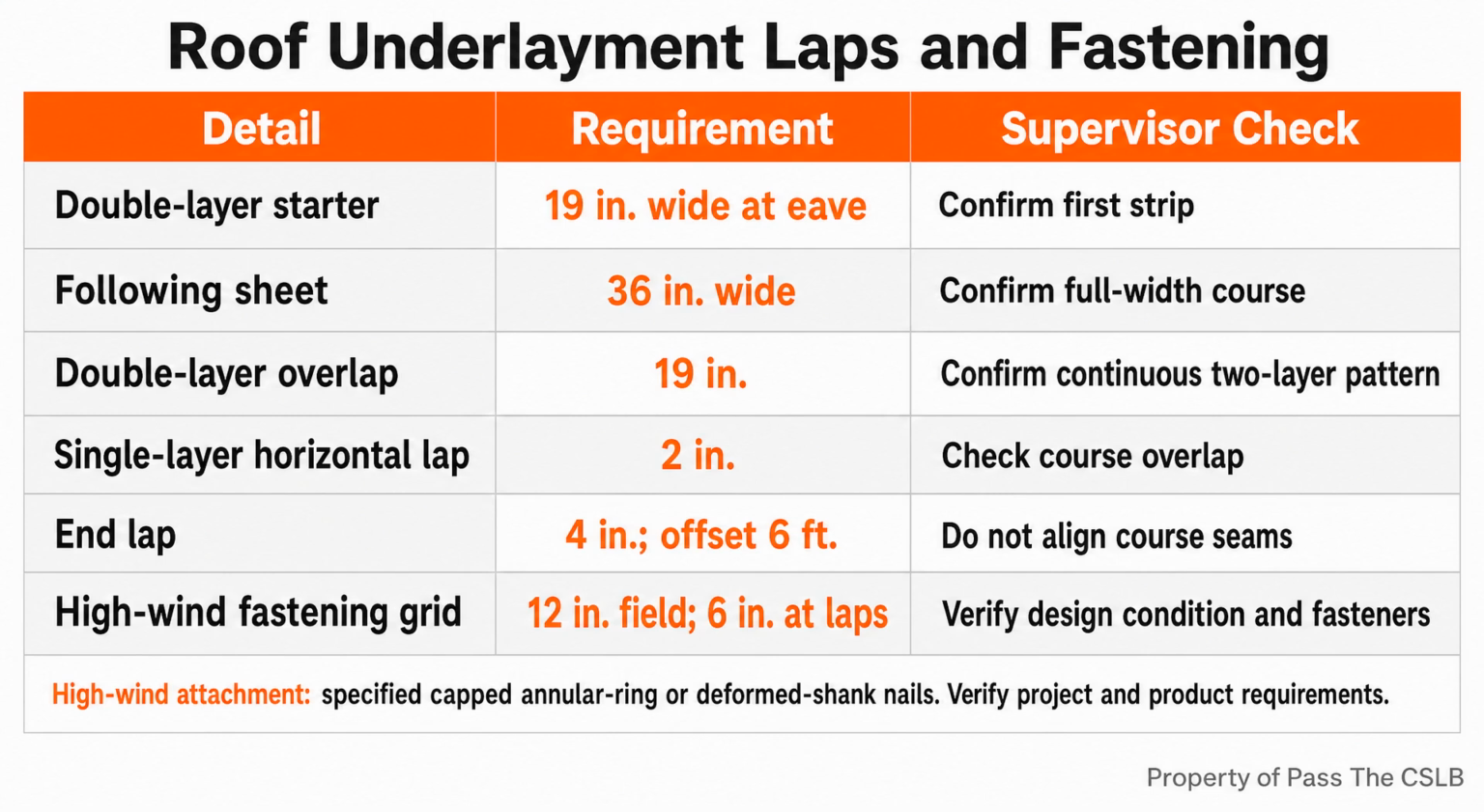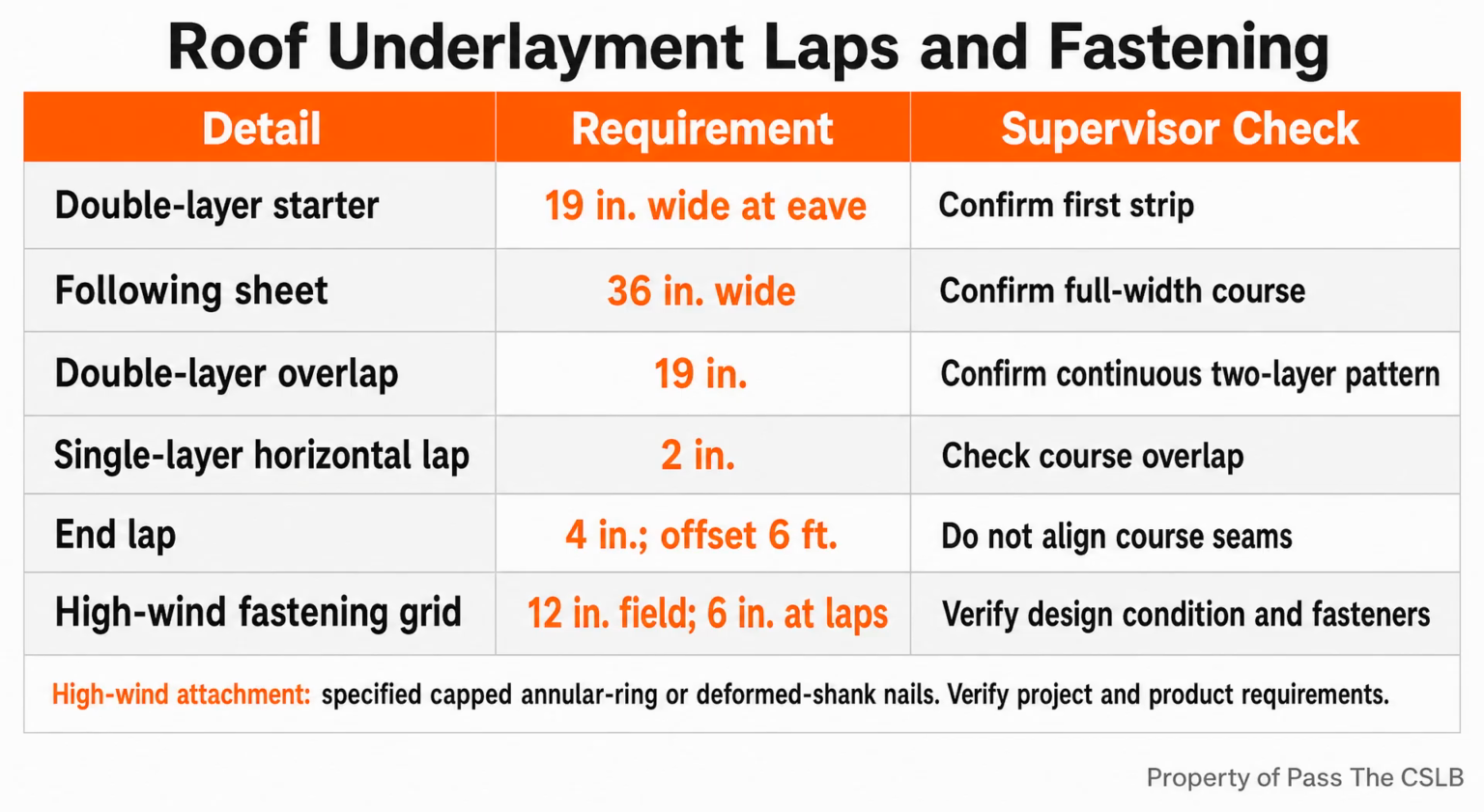Fastening changes when the project falls within the supported high wind design condition. In those areas, the underlayment fastening grid uses 12-inch spacing between side laps and 6-inch spacing at side and end laps. The specified attachment uses annular ring or deformed shank nails with caps 1 inch in diameter. Metal caps are at least 32 gauge. Plastic cap edges are at least 0.035 inch thick.